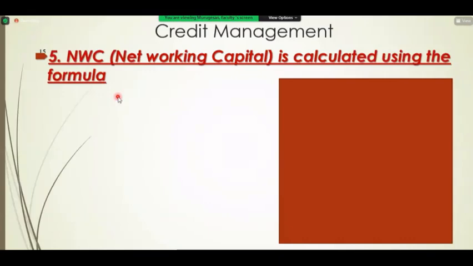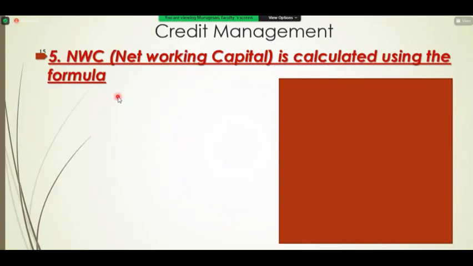Understood? What is NWC? CA minus CL. How is NWC calculated? Current assets minus current liability. Current assets are the things I want to be invested in, but that is funded by current liabilities. Always current assets should be more, current liabilities should be less. The ratio between current assets and current liability is called the current ratio. The difference is NWC, the ratio is the current ratio. Both are interrelated. Current ratio will be expressed as a number, maybe 1.25, 1.3, but NWC will be expressed in rupees or quantum. That's the difference between NWC and current ratio.